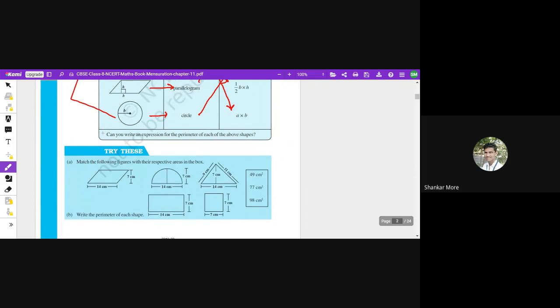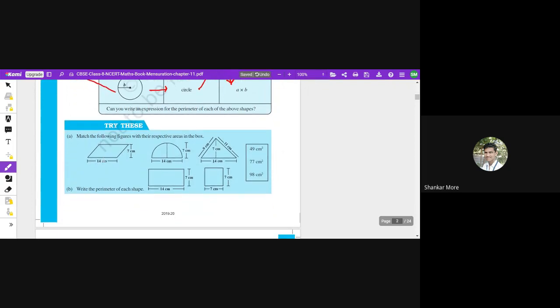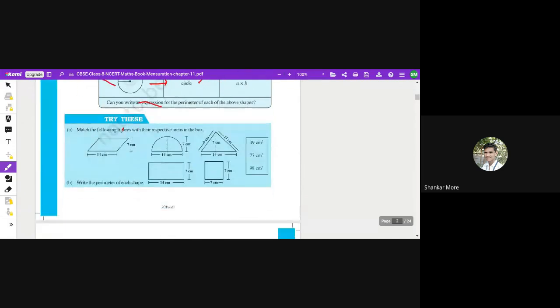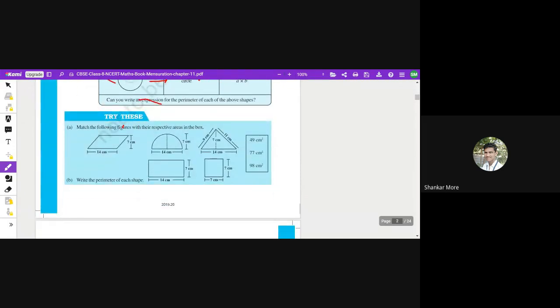ठीक है. Now the following figures with their respective areas in the box. ठीक है. तो अभी इसका एरिया क्या रहेगा? यहाँ पे जो पैरेललोग्राम दिख रहा है इसका एरिया क्या रहेगा? विल टेल. यहाँ पे ऑप्शन तो ये भी है. What would be the area of this parallelogram? आप फॉर्मूला देख सकते हो यहाँ पे. क्या है फॉर्मूला पैरेललोग्राम के लिए? Base into height. So base is 14, height is 7, so it is going to be 98, correct?